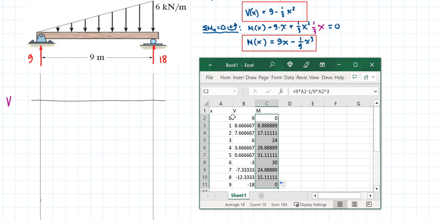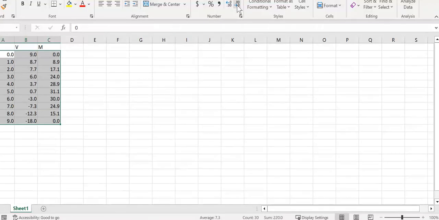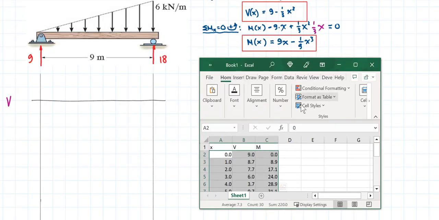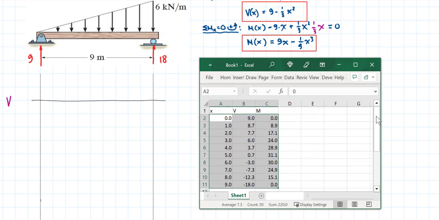Let me put fewer decimal places here. Just 2 digits would be more than enough to do the graphs. We won't have this many points by hand. By hand, you use 4-5 points at the most, just to be able to do it. But we are going to do it in Excel, so actually, I'm not going to use that.